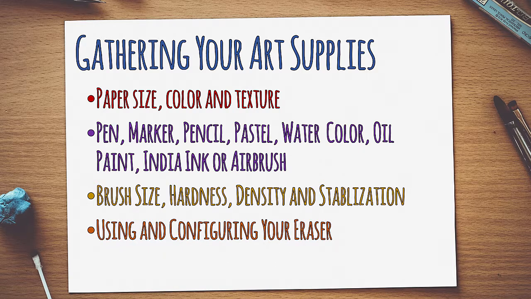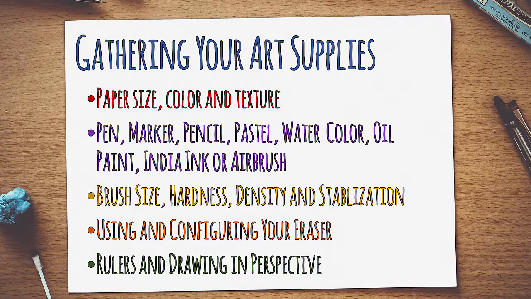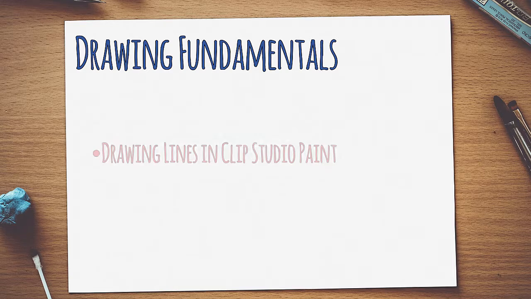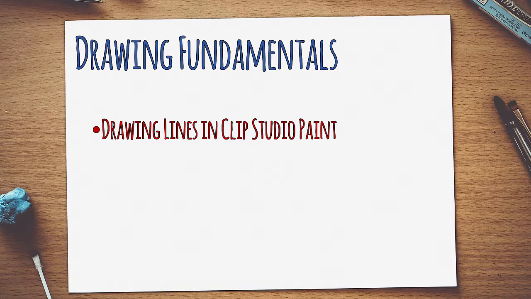Then we'll look at using the eraser, which pretty much involves flipping your drawing stylus over from one end to the other. And finally, we'll select a ruler and look at drawing in perspective. This should flesh out your art toolkit fairly well. Next, we'll look at drawing fundamentals. Here we'll look at drawing lines in Clip Studio Paint.